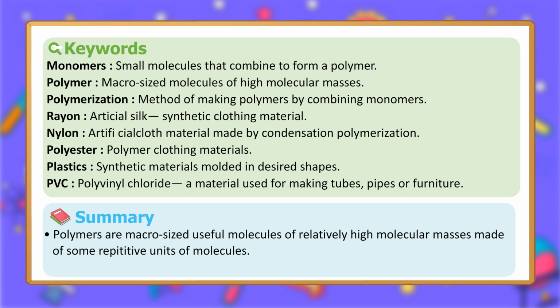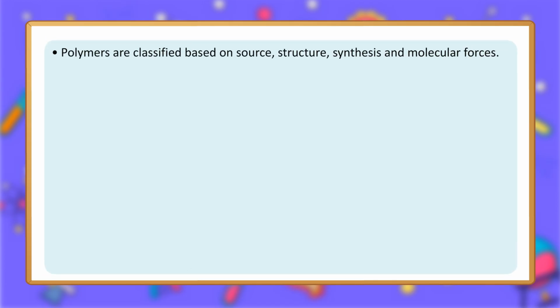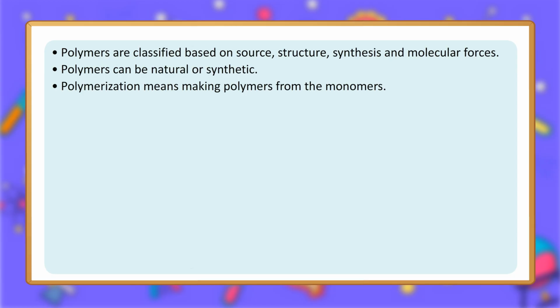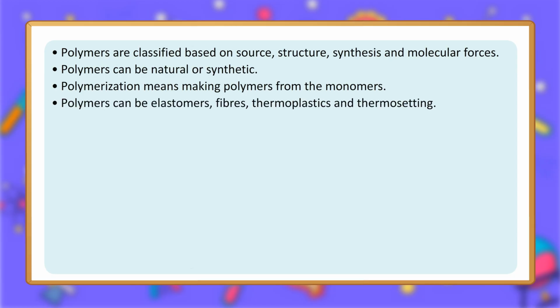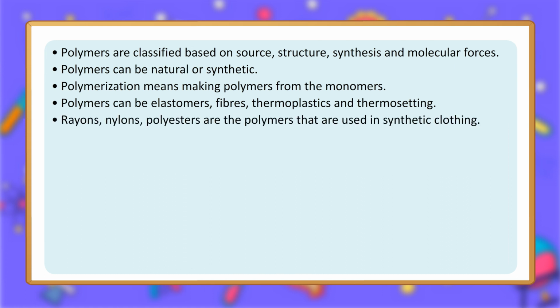Summary. Polymers are macro-sized useful molecules of relatively high molecular masses made of some repetitive units of molecules. Polymers are derived from either inorganic or organic molecules. Polymers are classified based on source, structure, synthesis and molecular forces. Polymers can be natural or synthetic. Polymerization means making polymers from the monomers. Polymers can be elastomers, fibers, thermoplastics and thermosetting. Rayons, nylons, polyesters are the polymers that are used in synthetic clothing.